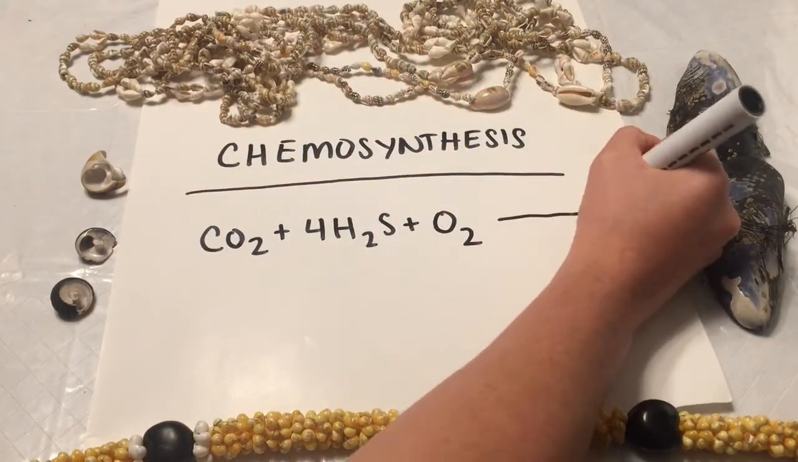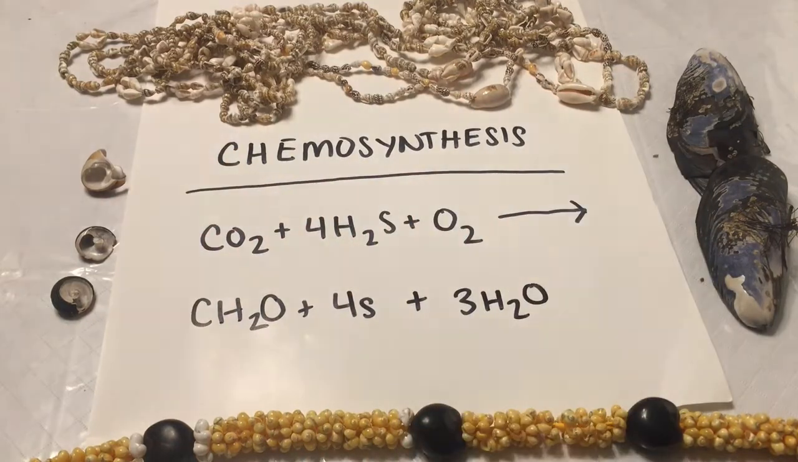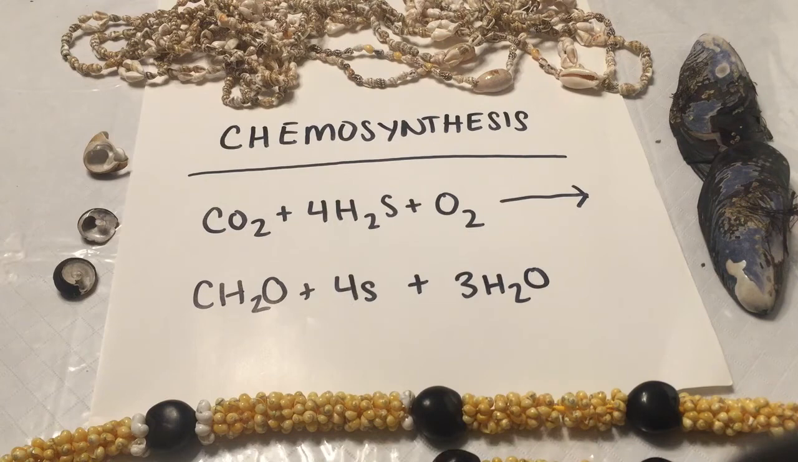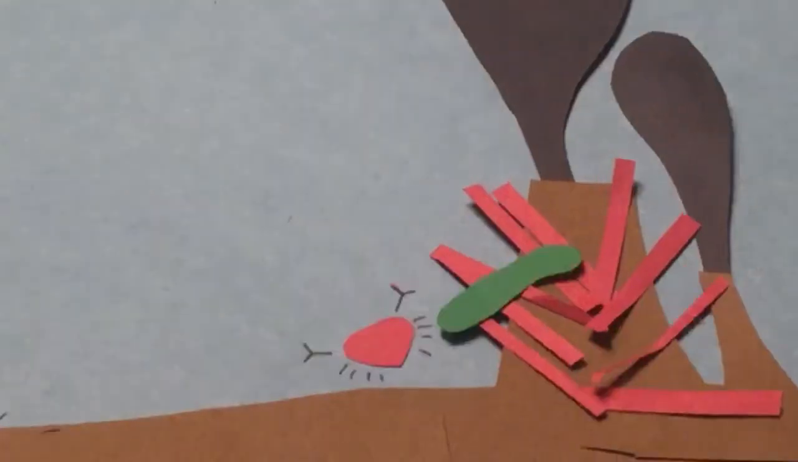Carbon dioxide, hydrogen sulfide, and oxygen form sulfur, sugar, and water. This process is called chemosynthesis because bacteria in the tube worms are using chemical energy to create food. This is special because now scientists know that food chains exist that are entirely independent of the sun. Biologists also found archaea, crabs, slugs, fish, and shrimp living with the tube worms.